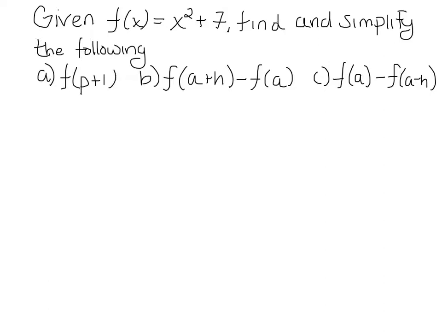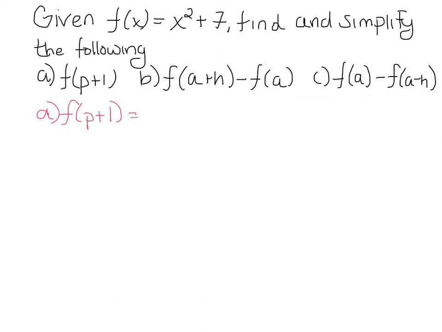In this example, we're going to simplify expressions in function notation. Given f of x equals x squared plus 7, find and simplify the following. Okay, let's take these one at a time. Let's look at a. A is f of p plus 1.